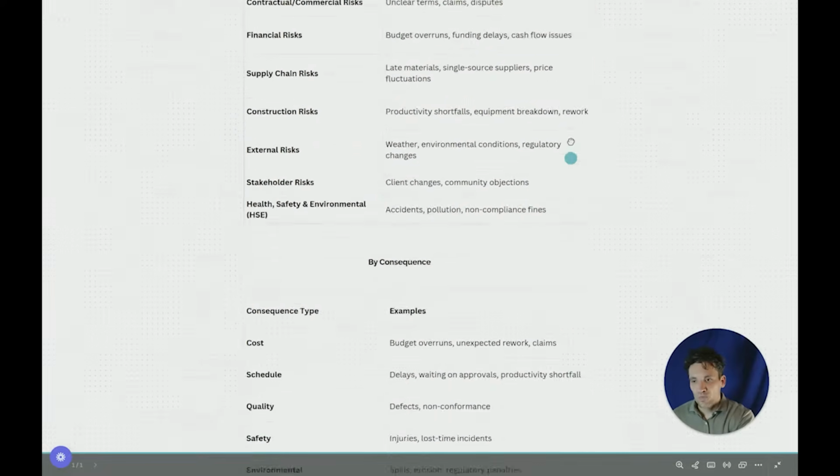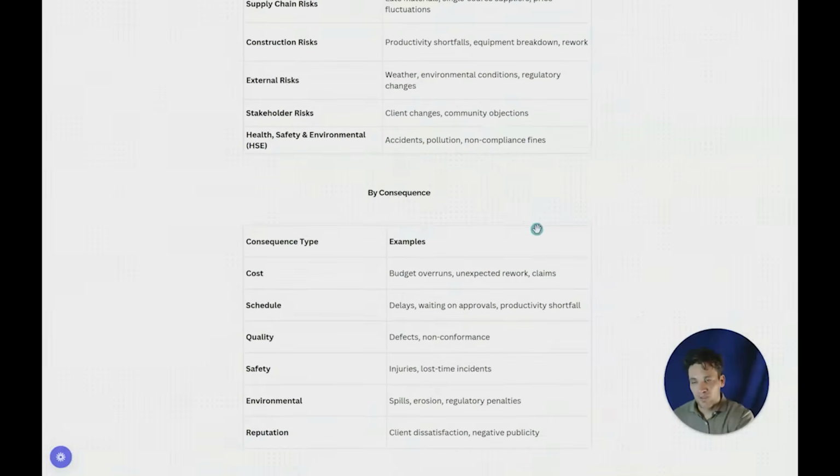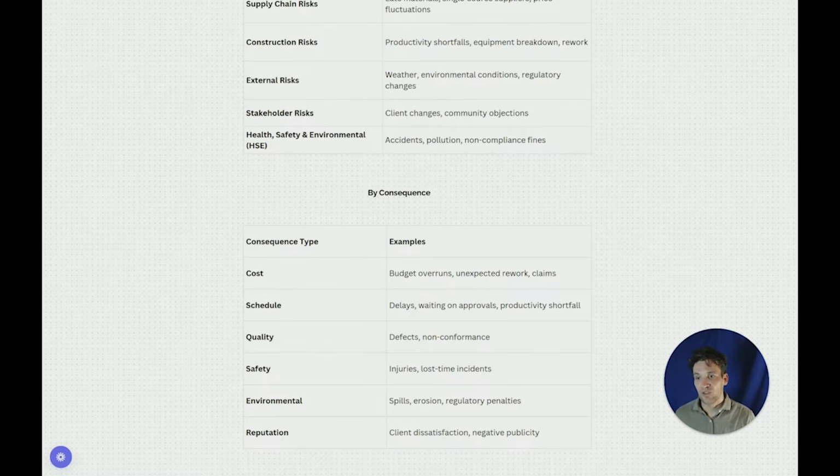We can also group our risks by consequence. So we could have a cost risk, which is a budget overrun, unexpected reworks, claims from subcontractors. You could have schedule risks, so delays, waiting on approvals that delays the schedule, productivity shortfalls. We could have quality risks, such as defects or non-conformances. We could have safety risks, such as injuries or lost time incidents. We could have environmental risks, such as spills, erosions, or regulatory fines.